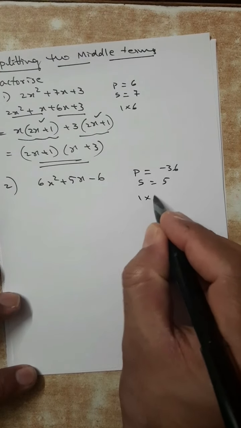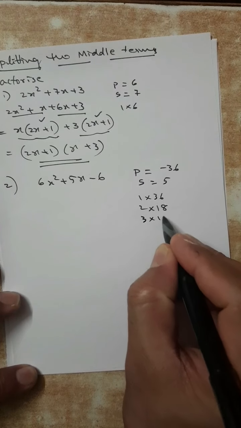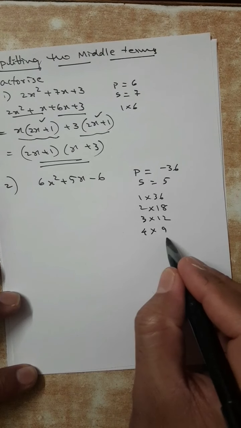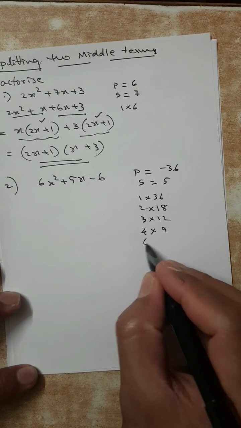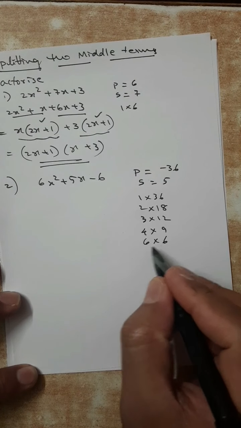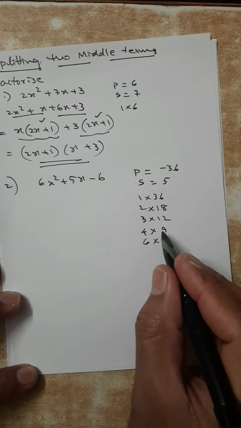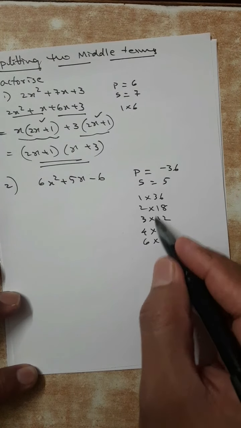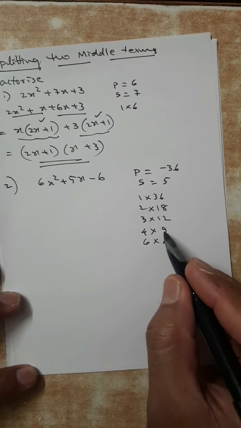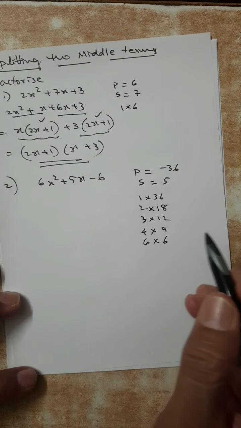36 means 1 into 36, 2 into 18, 3 into 12, 4 into 9, 9 4s are 36, 5 into not there, 6 into 6 is there, 7 into, no, not there. 8 is not there, 9 is there, 9 4s are 36. So we can stop because already the opposite started. 6 into 6, now 7, 8, 9 will be there, 12 will be there, 18. So we can stop. Opposite reverse started, we can say.